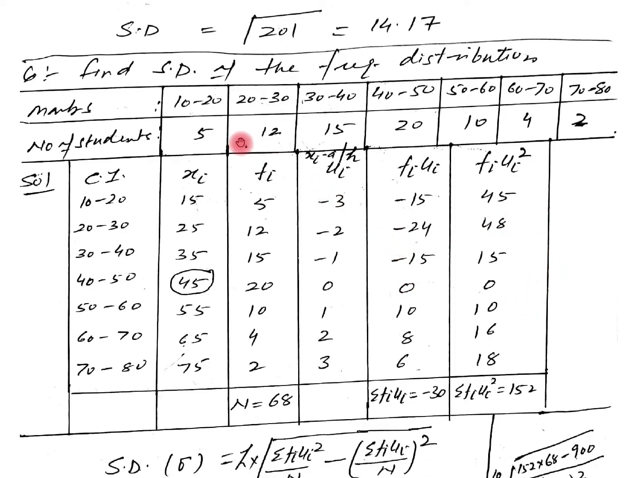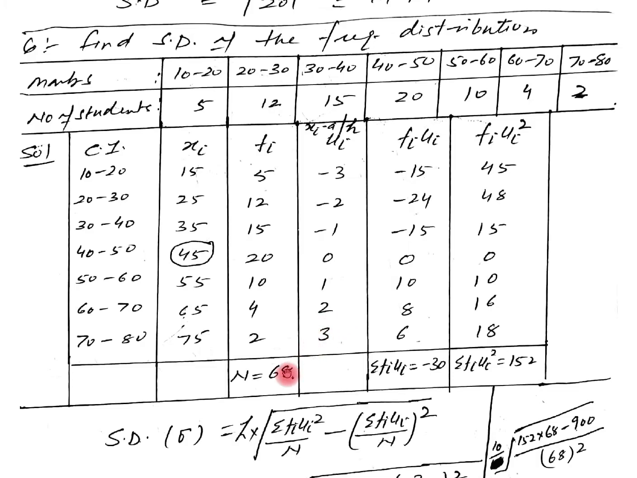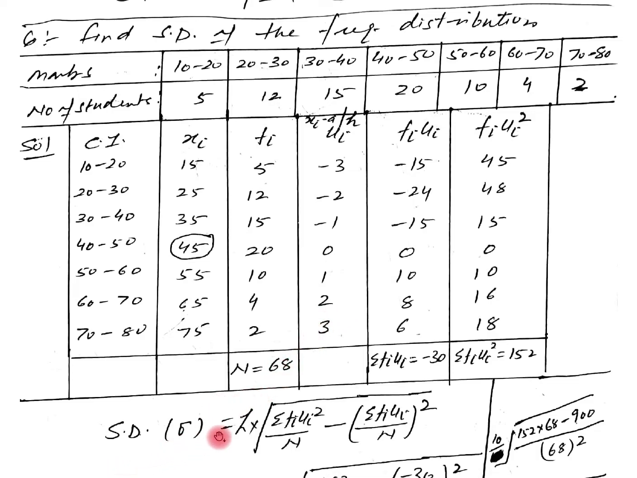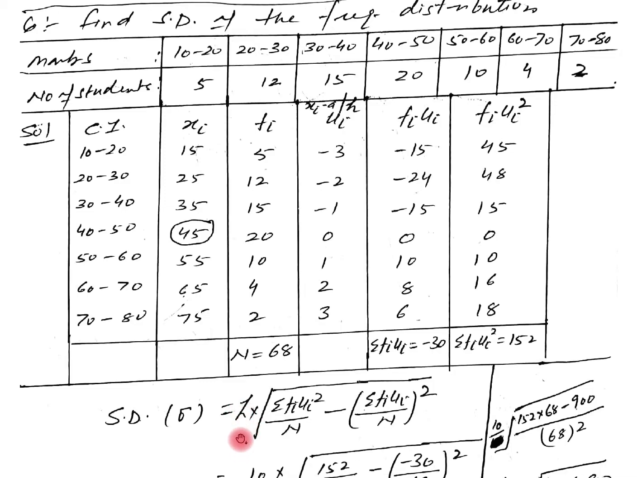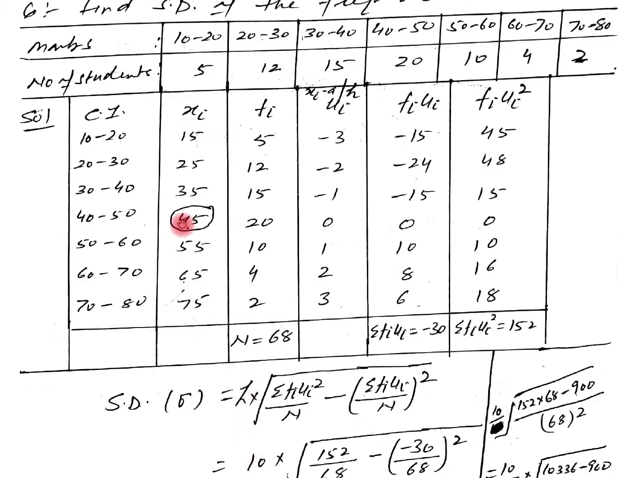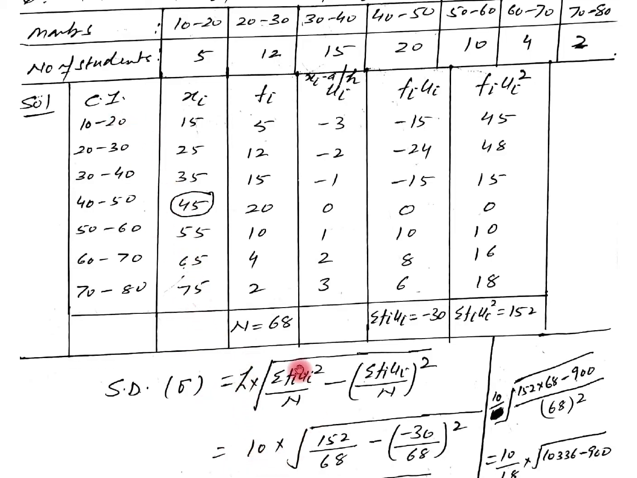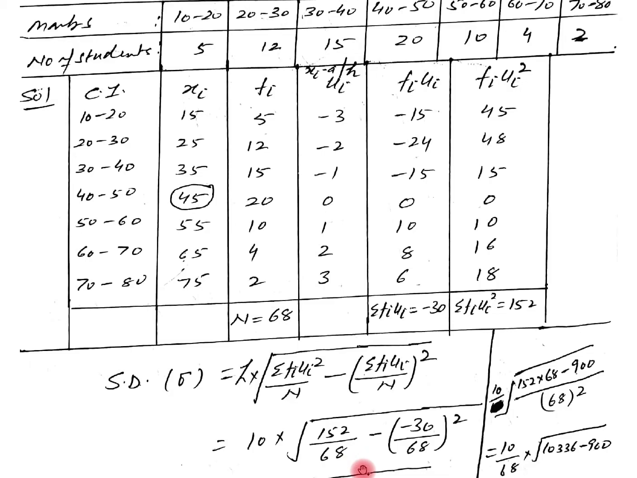So here it is very easy to use this method because it does not have too much calculation. Now find the standard deviation using the formula h into square root of sigma fi ui square upon n minus, sigma fi ui upon n whole square. Make it very clear, you have to put h here. Generally students forget to put h here. Make it a point. Now h is the length of interval, 10. Putting all these values and simplifying it here.